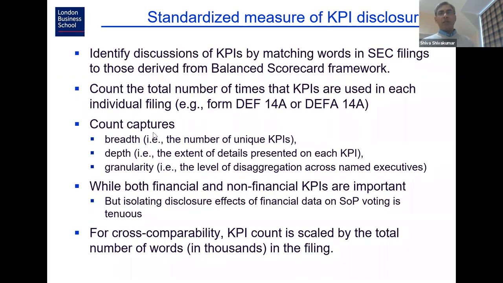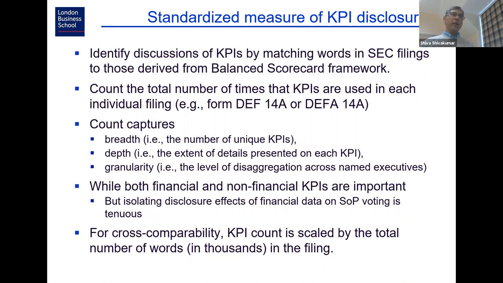The count measure that we come up with is relatively simplistic, but it has a lot of advantages in that it captures the breadth of the KPIs. How many different KPIs are being disclosed in the compensation disclosures? It also measures the depth of the disclosures, meaning it takes into account how detailed the company gets into each of the KPIs. And lastly, it also gets into the granularity of the KPI disclosures. By granularity, we mean whether you provide the KPI disclosures across all executives, or across groups of executives, or separately for each of the executives. So this measure is going to encompass a wide variety of disclosure qualities.